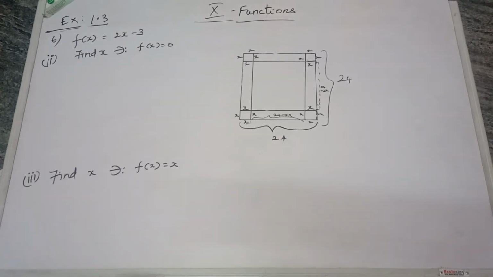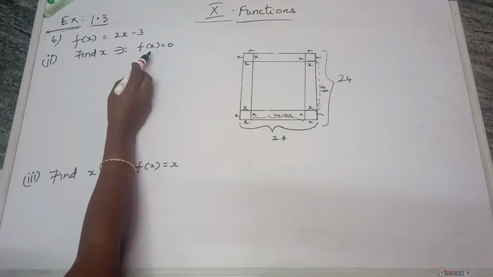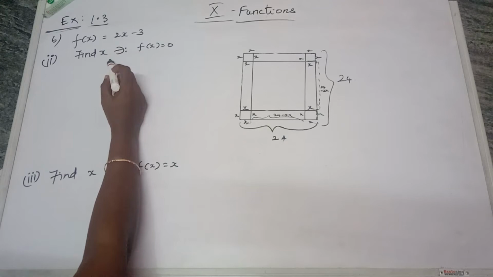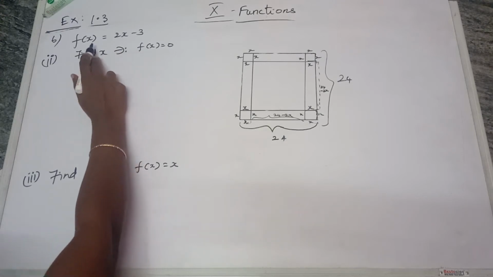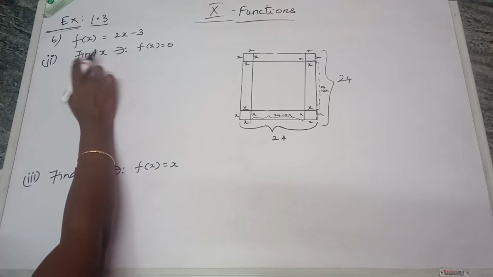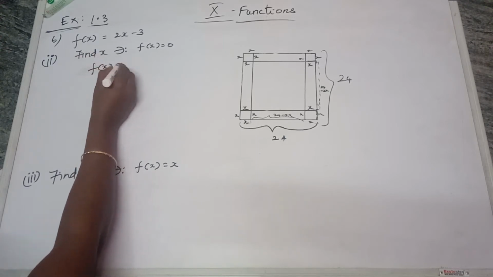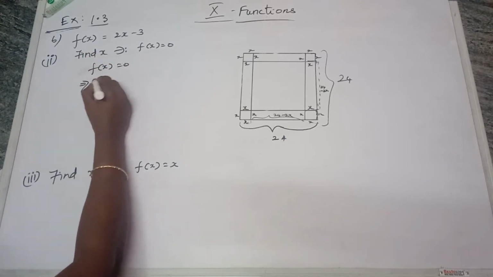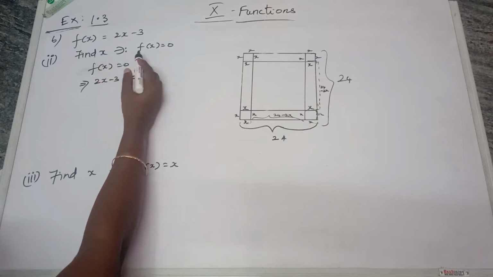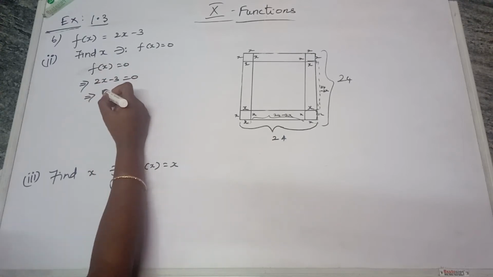See the second division. Find x such that f of x equal to 0. If f of x equal to 0, what is the value of x? The f of x value is given here, it is nothing but 2x minus 3. So first you write f of x equal to 0, which implies 2x minus 3 is equal to 0. If this expression is 0, what is the value of x? That is the question.